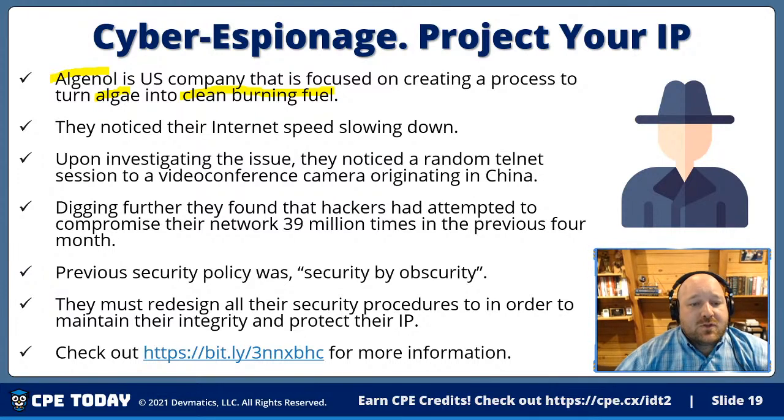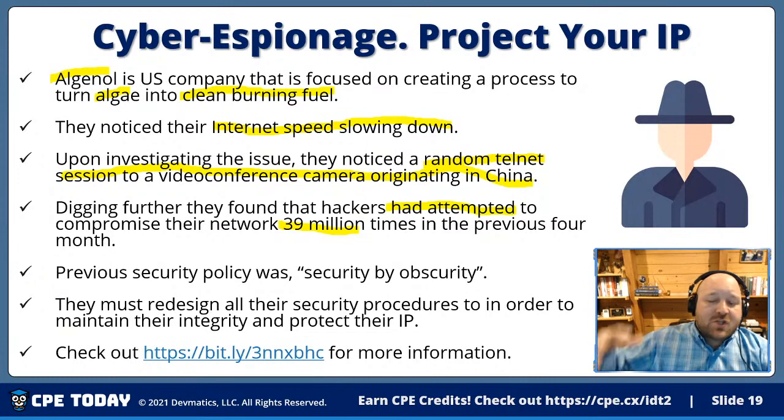So a couple years ago, they noticed that their internet speed was slowing down. They noticed that their computers were unresponsive, and they started doing an investigation. And they noticed that a random connection was being initiated to a video conferencing camera that they had in their conference room, originating in China. Digging further, they found that the hackers had attempted to compromise their network over 39 million times just in the previous couple of months.